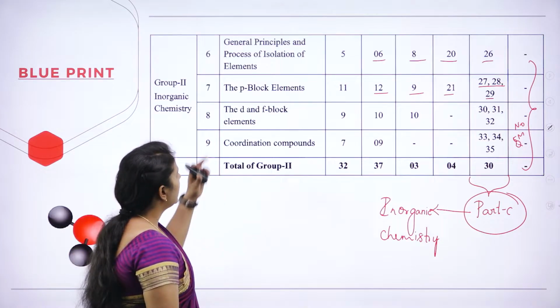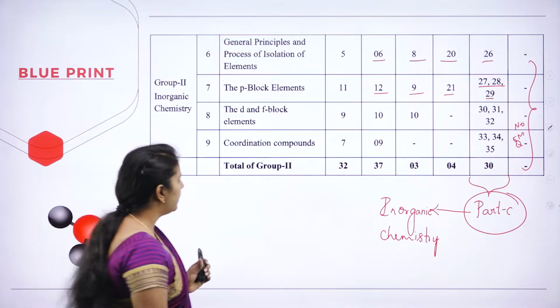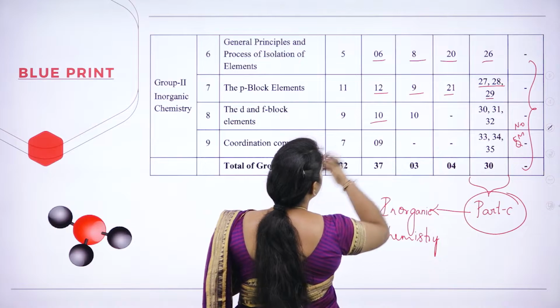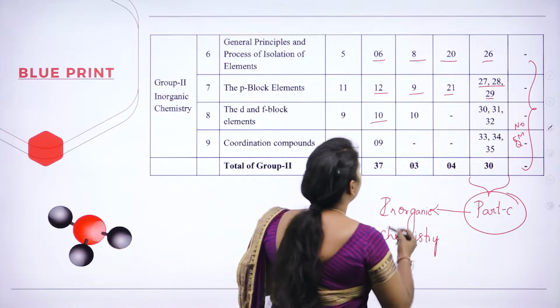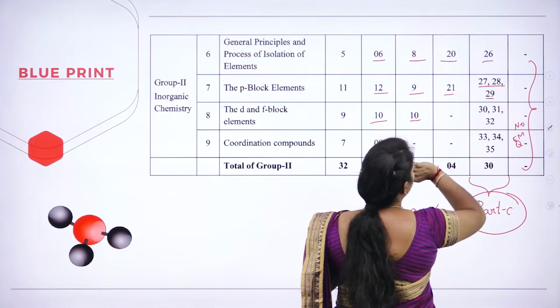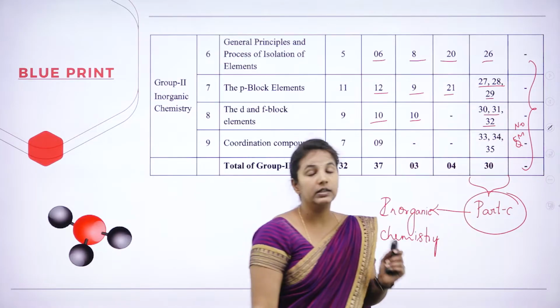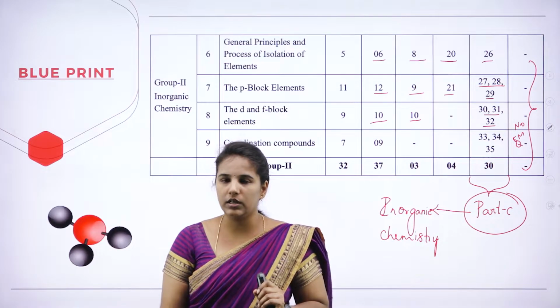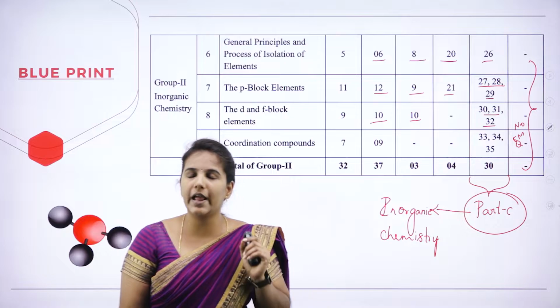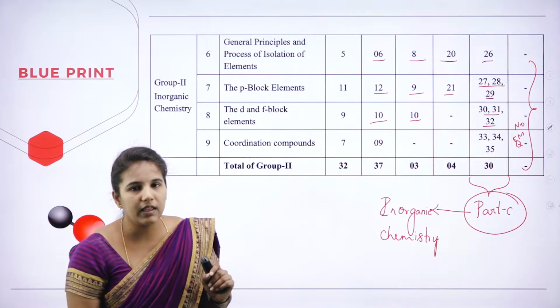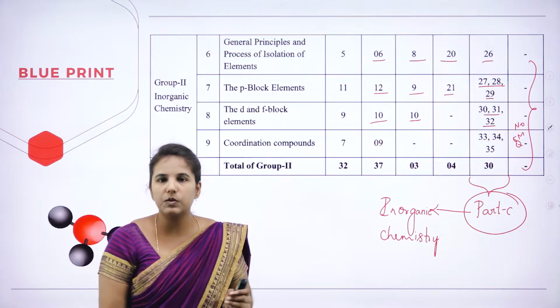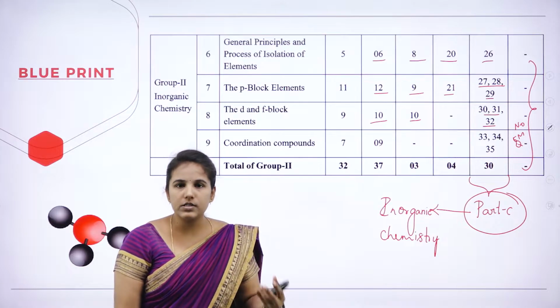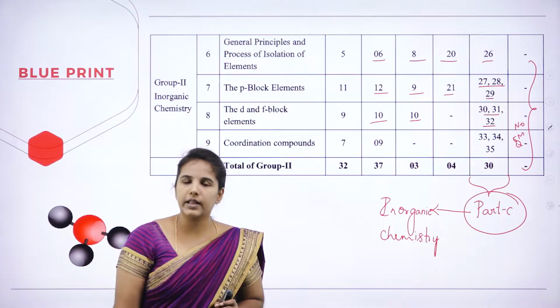Okay. Then coming to the d and f block elements, from this unit we can expect 10 marks. There is a 1 mark question, there is no 2 mark question, but we can expect a 3 mark question. Definitely in this part, we can expect questions on the lanthanide contraction and the differences between lanthanides and actinides. What are actinides, they can also ask.